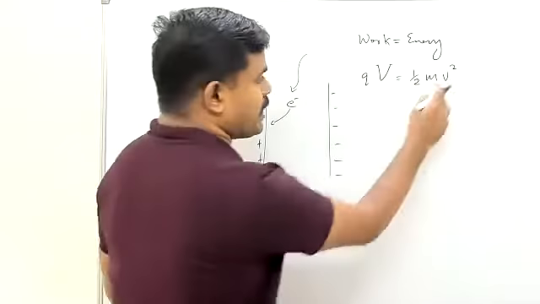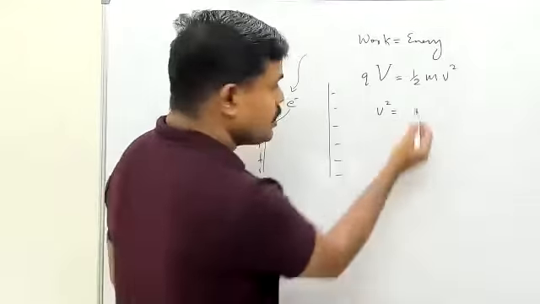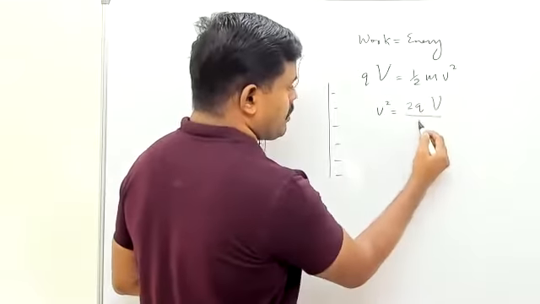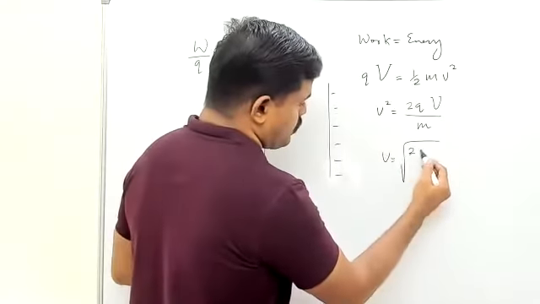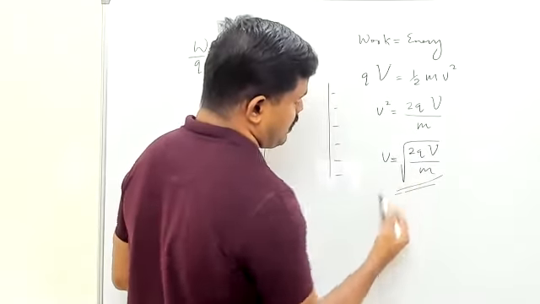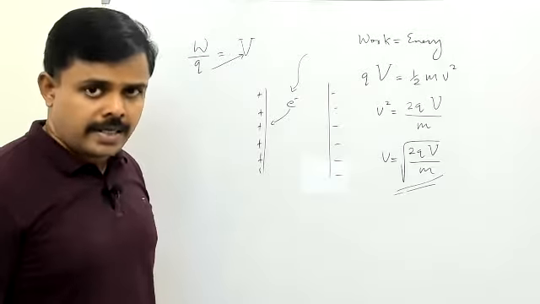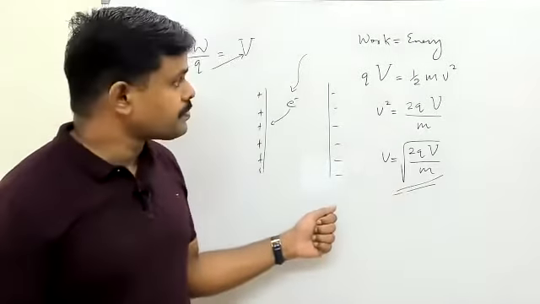The numerical is to find velocity. How do you find velocity? v square will be equal to, 2 comes to the left side, 2QV, and m comes to the denominator. So v will be root of 2QV divided by m. Trust me, this is very, very important. Now, what is the question that they ask? I'll tell you. This question can come even in magnetic effects of current, a similar question.